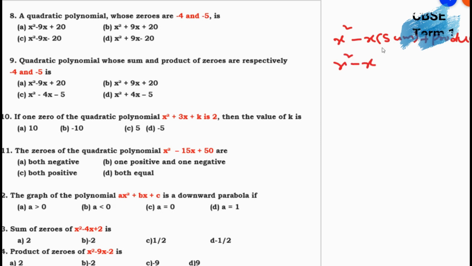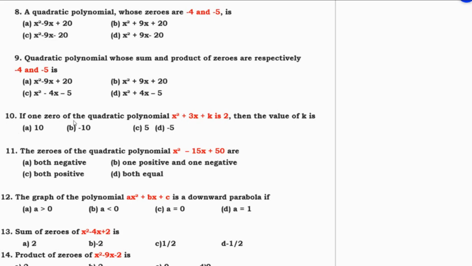So x square minus x into sum. Sum in the question is given as minus 4. So here no need to add. Sum they have given directly, minus 4. Just need to apply the sum value as minus 4 in the formula. Product is minus 5. So no need of multiplying because the product value is given directly in the question. So simple calculations, minus into minus is plus 4x, plus into minus is minus 5. So the quadratic polynomial is x square plus 4x minus 5. So the correct option for this question is D.